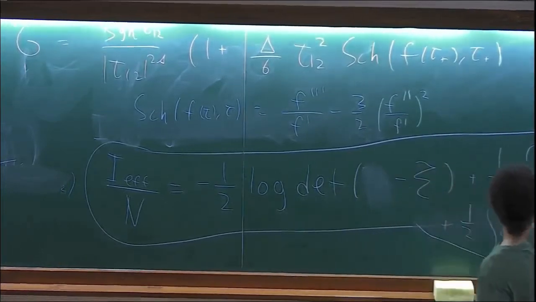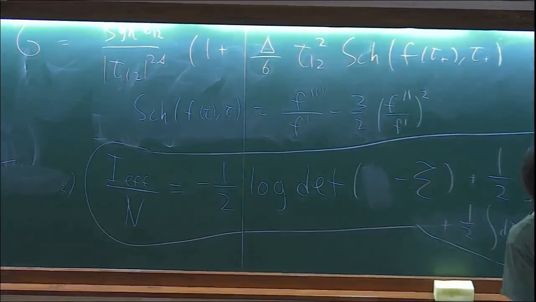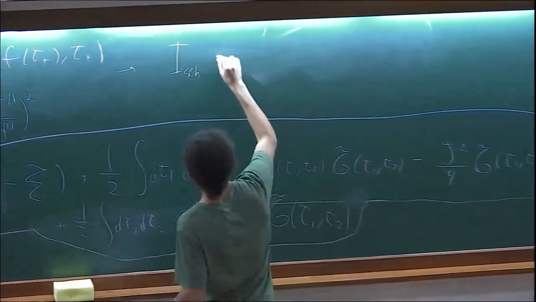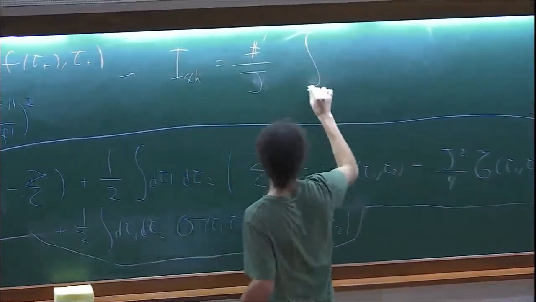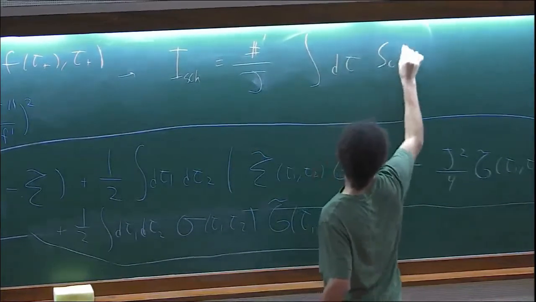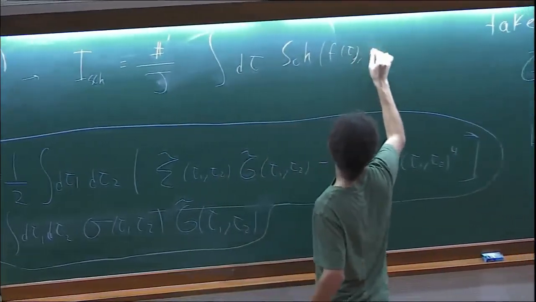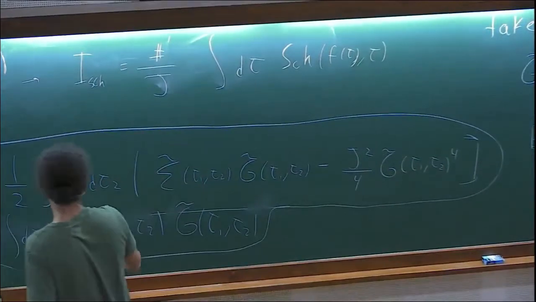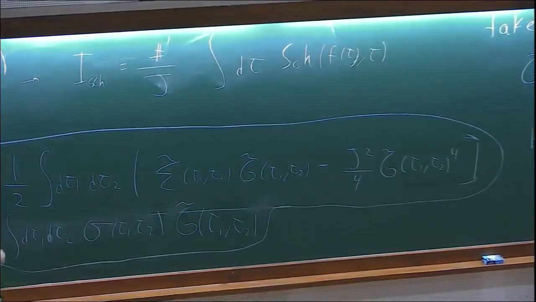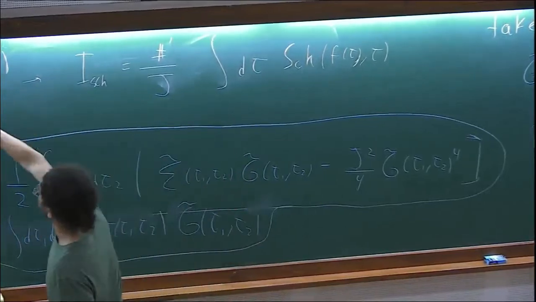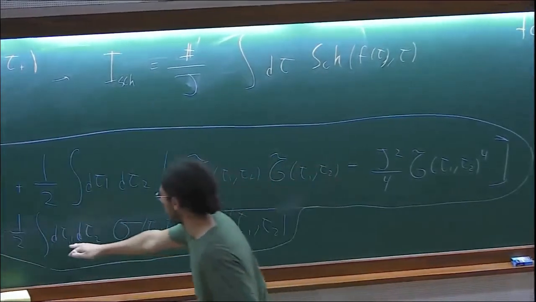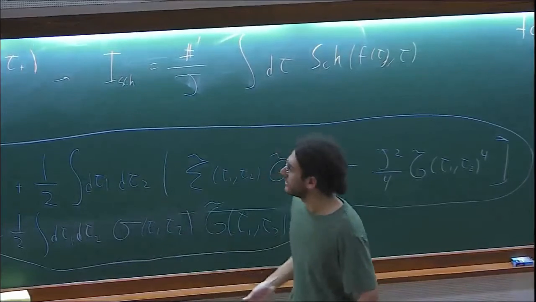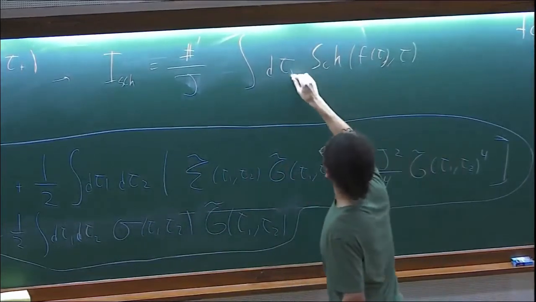This was a derivative of a delta function, and so sticking this into this and doing the integral is what we'll call the Schwarzian action. So with this tau 1, 2, and then the derivative of the delta function, that integral just gives a number, and I get the Schwarzian. So here, instead of tau 1 and tau 2, I switch to tau plus and tau 1 minus tau 2. I do the tau 1 minus tau 2 integral, and I'm left with the tau plus integral, which I can just call tau plus here.